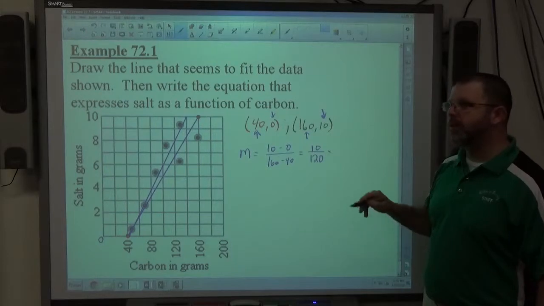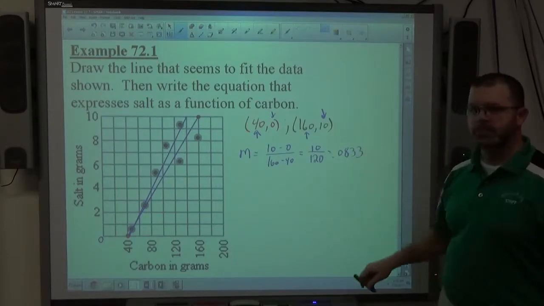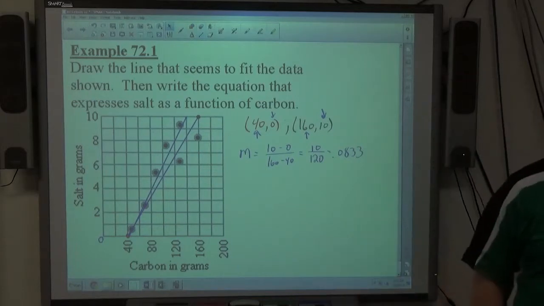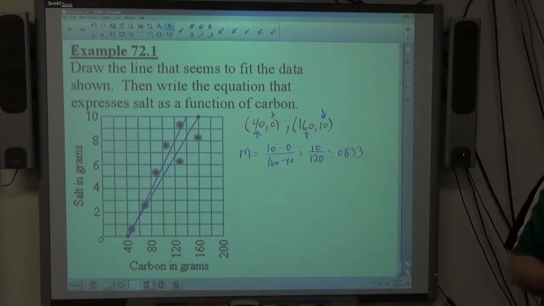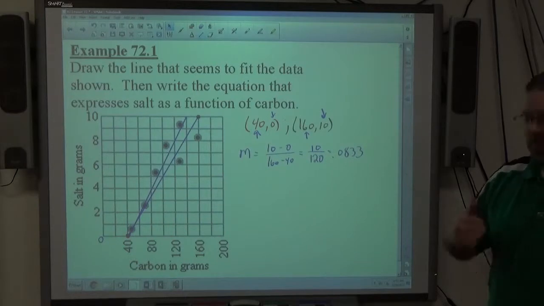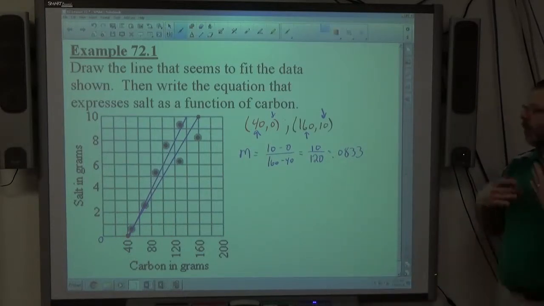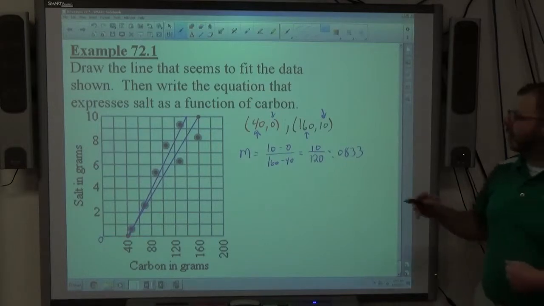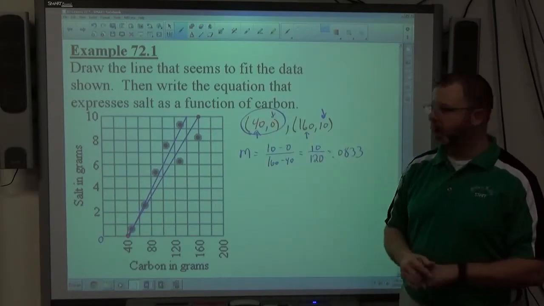10 over 120 is like 0.0833. Is that what you guys got? 0.0833? Yes. Is that right? Yeah. Really good guess, 1/12, so yeah, that should be right. Excellent. So the slope is 0.0833. And once I know what the slope is, now I want to find the y-intercept. I go back to one of my 2 points. Doesn't matter which one. I like this one because it has a 0 in it.